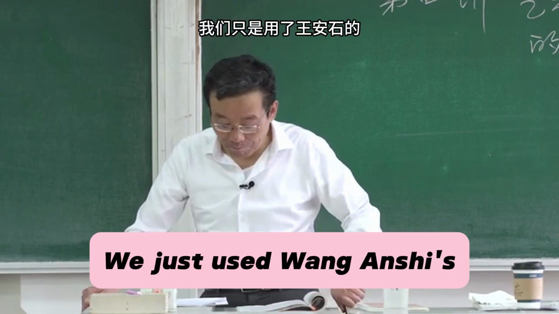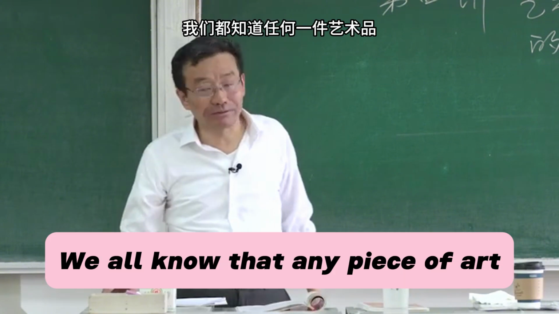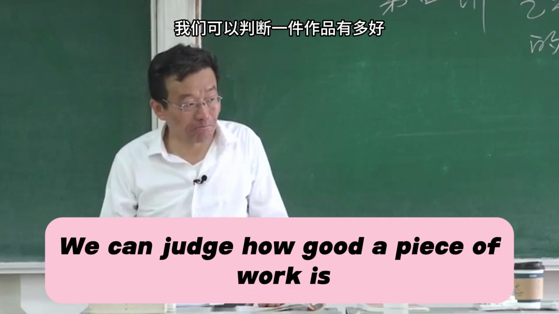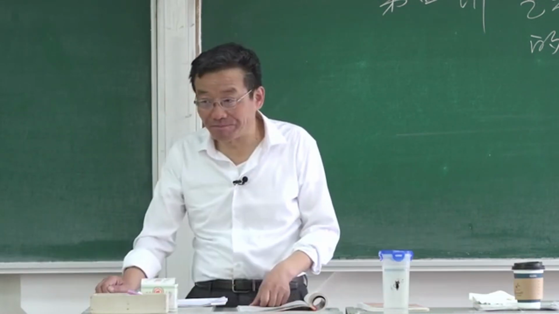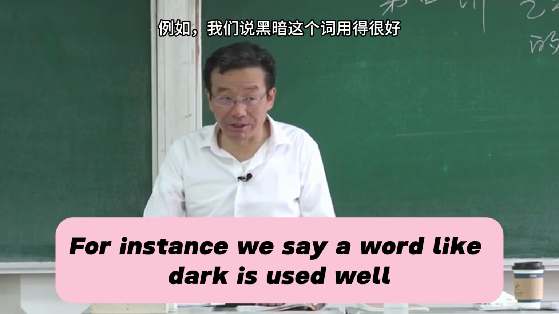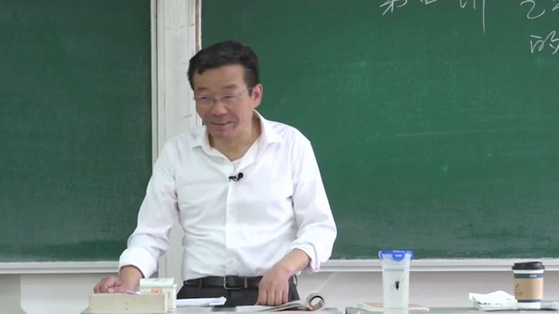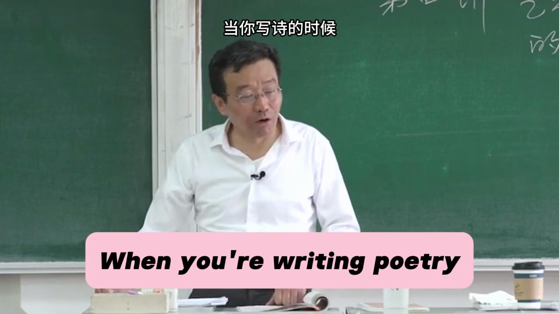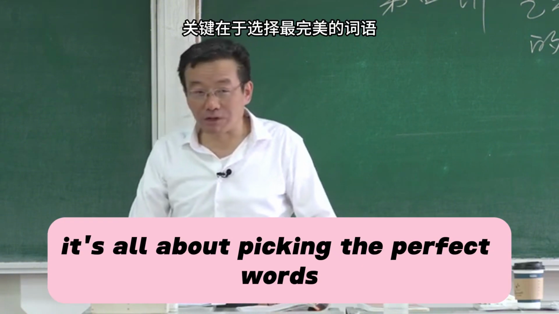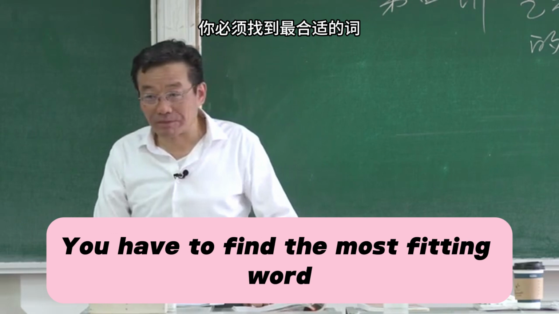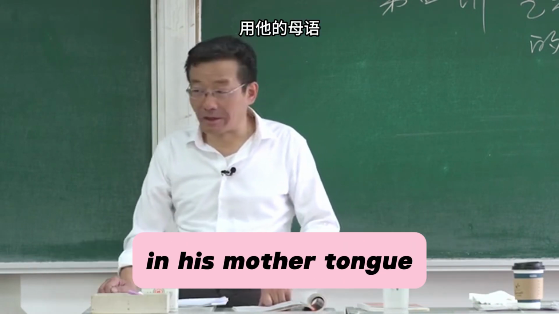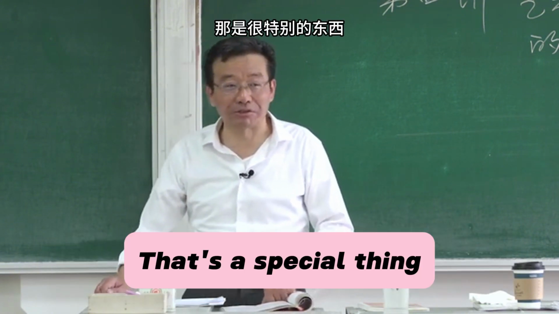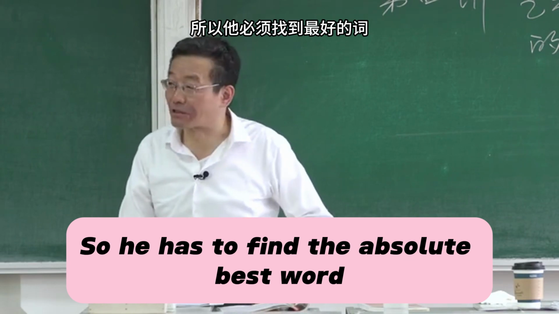We just used Wang Angshi's 6-character poem as an example. We all know that any piece of art has a picture of things outside, a kind of creation. We can judge how good a piece of work is by how skillfully it's made. For instance, we say a word like dark is used well, like in green darkness. A word like intoxicated is used well, like in red intoxication. When you're writing poetry, it's all about picking the perfect words. You have to find the most fitting word, so a real literary artist, in his mother tongue, will say every word has a unique meaning, cannot be substituted.